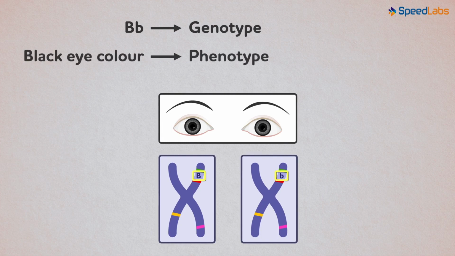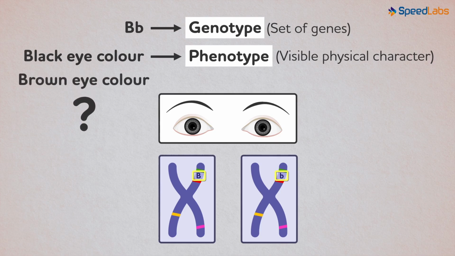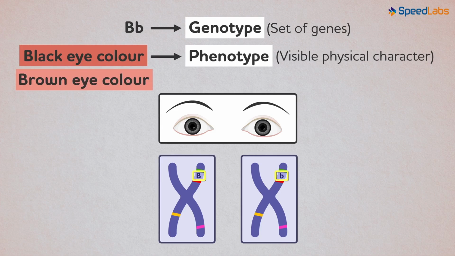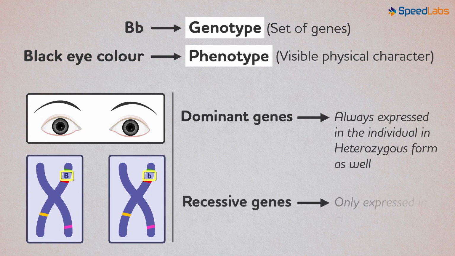In simple words, what set of genes we have is the genotype, and what physical characters are seen in us is the phenotype. Now tell me, why does this person have black-colored eyes? Why didn't I say brown eyes? That's simple. Black eye color is dominant over brown. And we know what dominant and recessive genes are. The genes which are always expressed in the individual, even in the heterozygous form, are dominant, while recessive are those which are only expressed in the homozygous form.